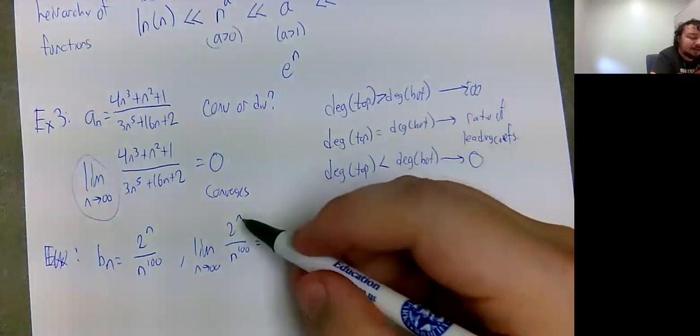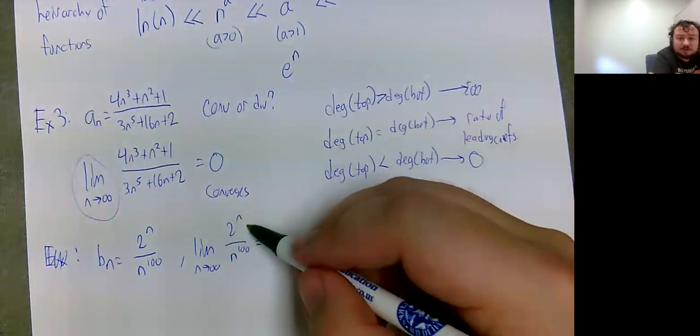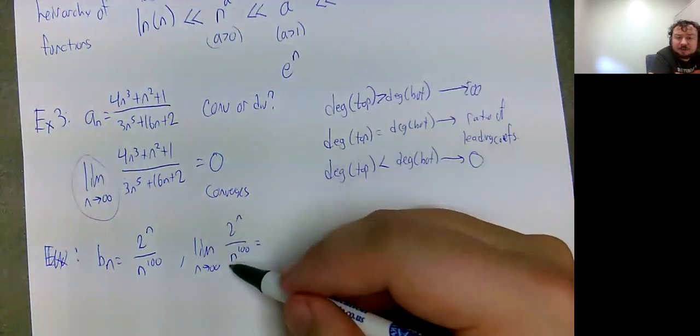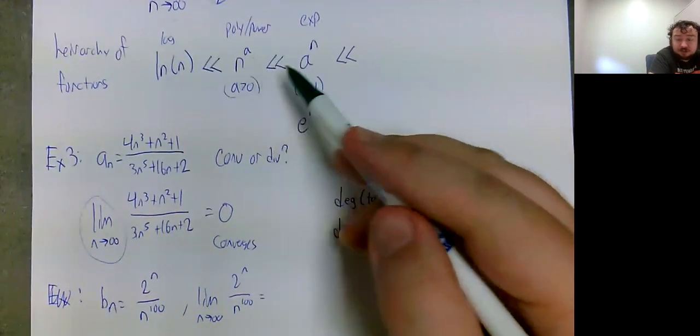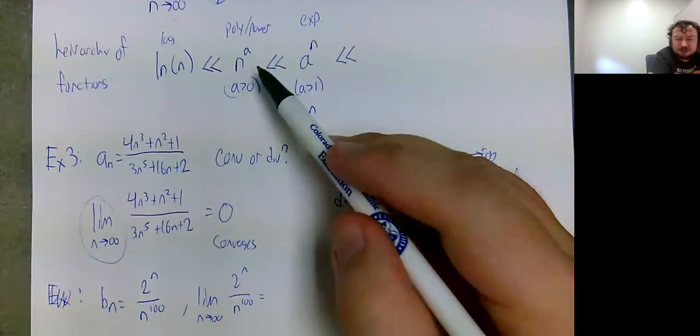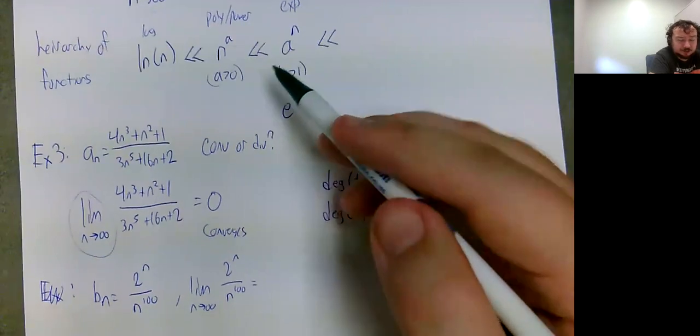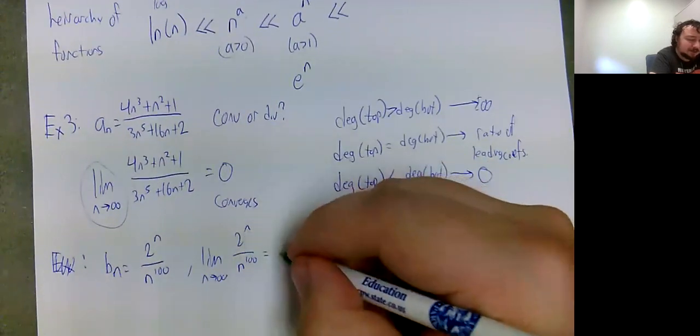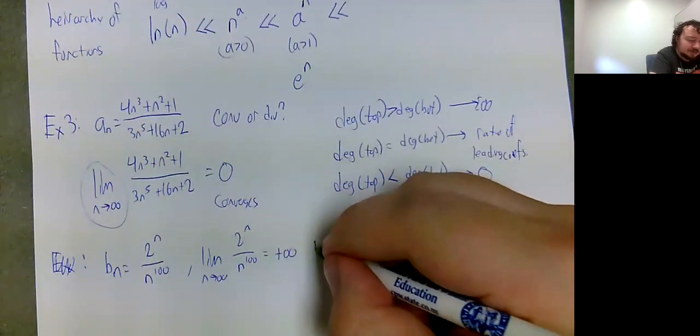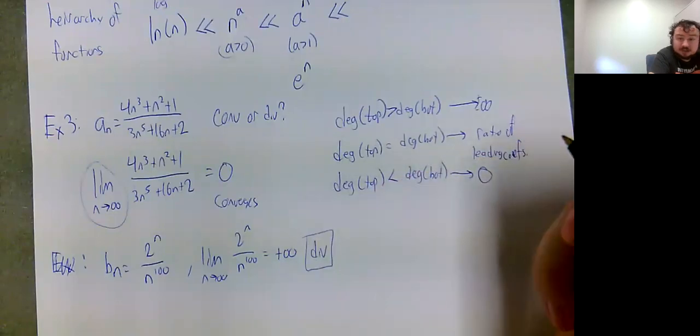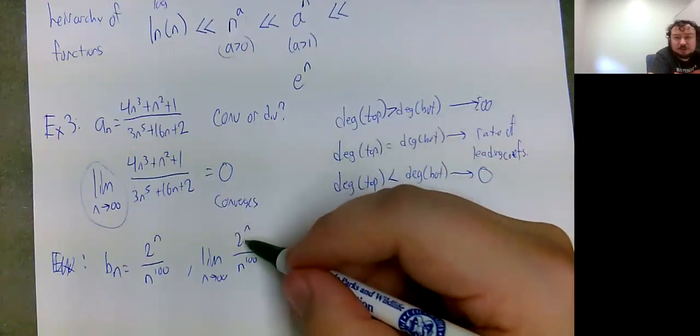Okay, and now let's see here. So we have an exponential function on the top and a power function on the bottom. So if we go up to the list here, we see the power functions end up being weaker than exponential functions. Since our more powerful function is on the top, this is going to go to positive infinity and it's going to diverge.